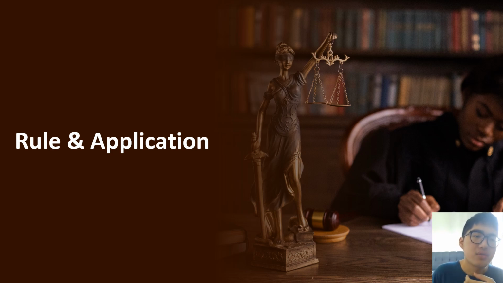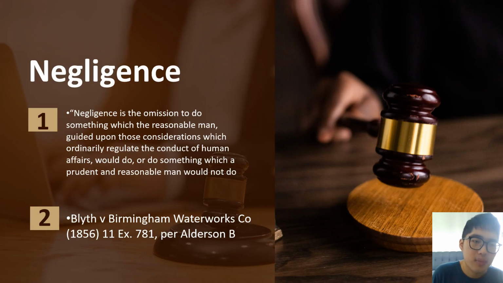Secondly, we use the rule and application to analyze this case. Firstly, we should describe the concept of negligence. Negligence is the omission to do something which a reasonable man would do, or doing something which a prudent and reasonable man would not do. We can also use the case of Blyth versus Birmingham Waterworks to show the concept of negligence.